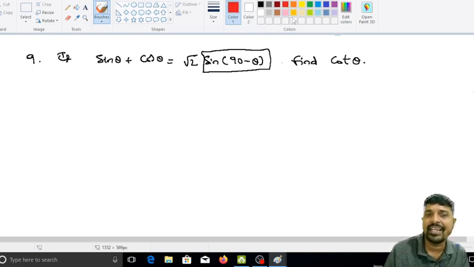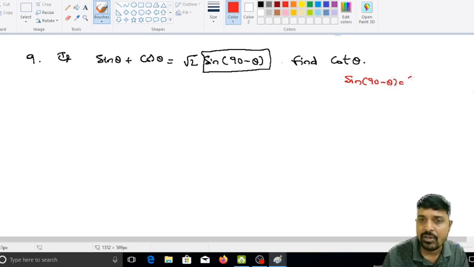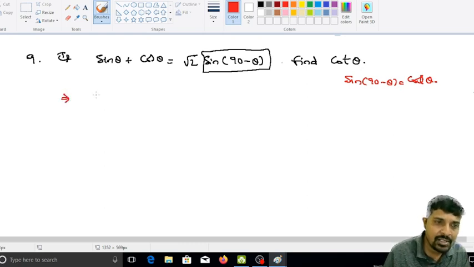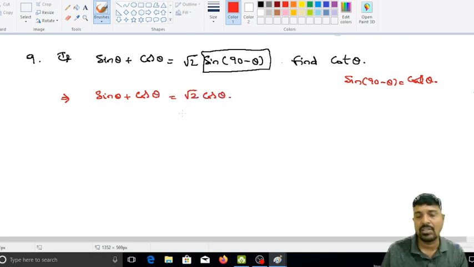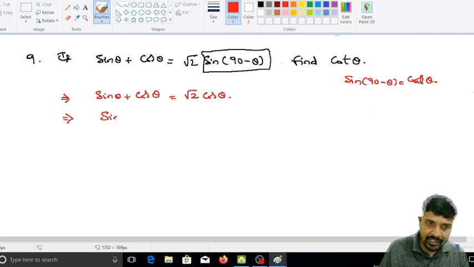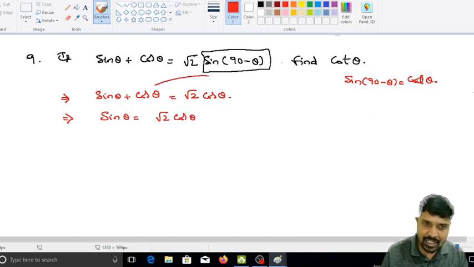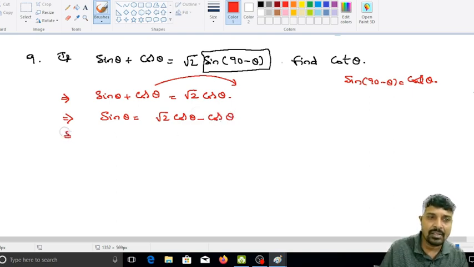So we all know that sin(90 minus theta) is going to become cos theta. So put it there. This is sin theta plus cos theta is equal to root 2 times cos theta. Okay, so what we are going to do now is, here we are writing sin theta and here I am writing root 2 cos theta, and the transposition of plus cos theta is going to become minus cos theta. So look at the next step.